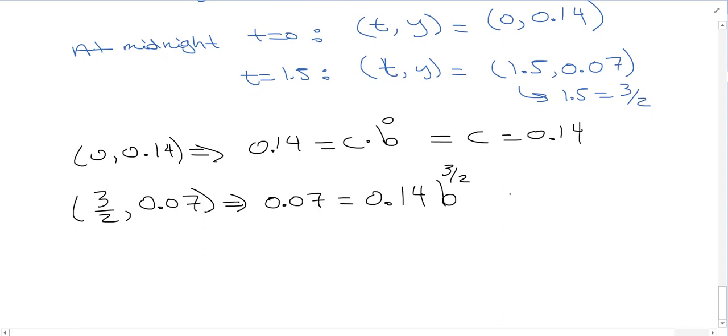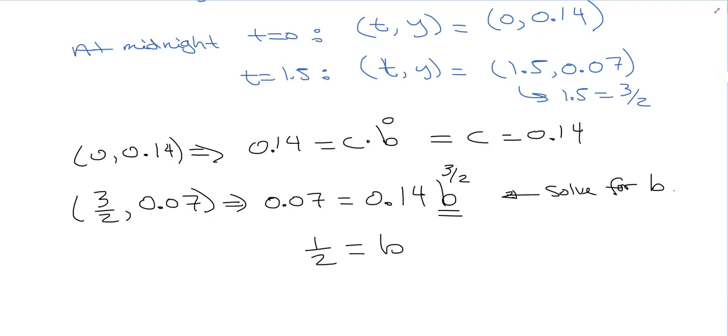And now our goal is to solve for b. Again, we have not talked about logarithms, so I'm not going to bring in logarithms here, but we want to solve for b, so isolate b on one side, so divide both sides by 0.14. So 0.07 divided by 0.14 is going to give us 0.5, which I'm going to write as a fraction. So, and I'm going to have 1/2 is b to the 3 halves.